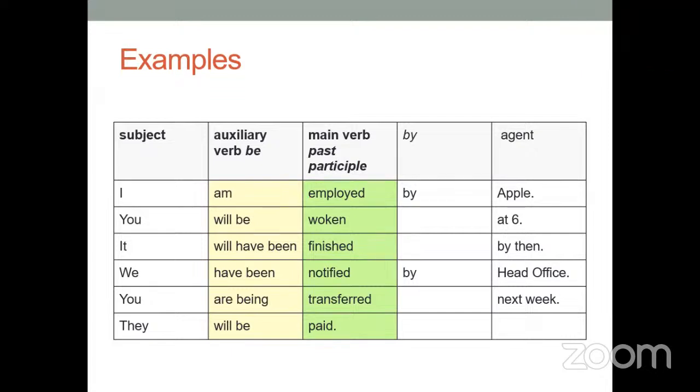I'm employed by Apple. You will be working at 6. It will have been finished by then. We have been notified by head office. You are being transferred next week. They will have paid. No, they will be paid.